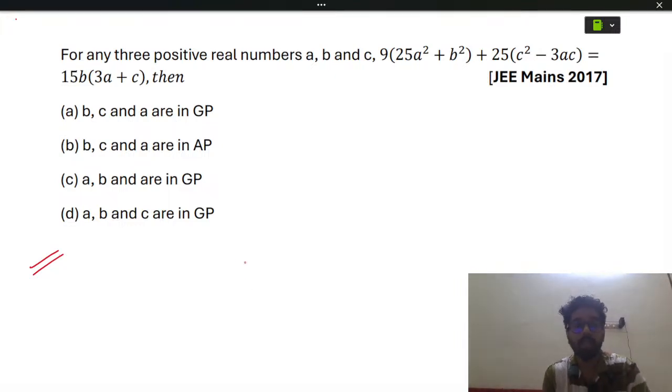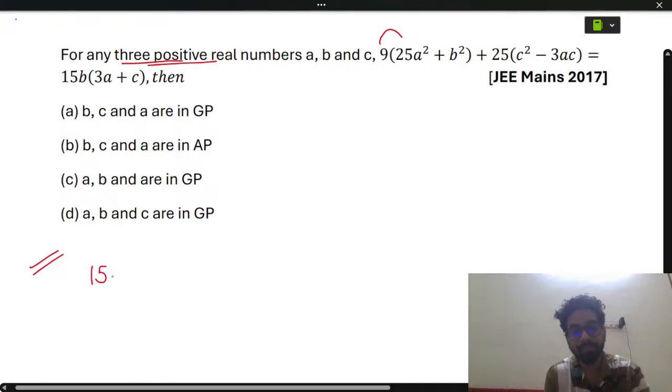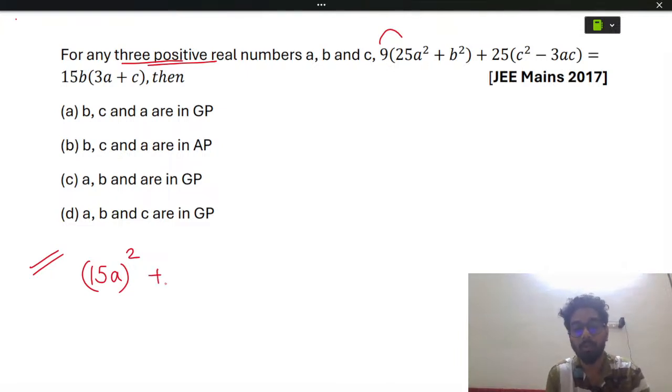Okay. So A, B, C are three positive real numbers. Now here what I'm doing is directly multiplying. 9 into 25 is 225, which is 15 square, so 15A whole square. 9 into B square is 3 square into B square, which is 3B whole square.